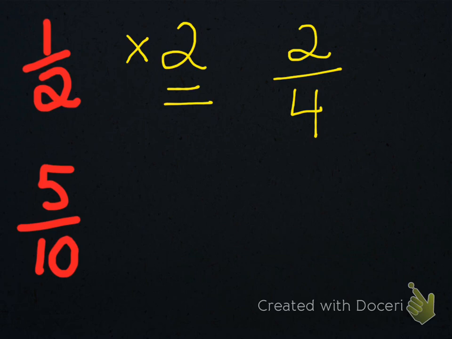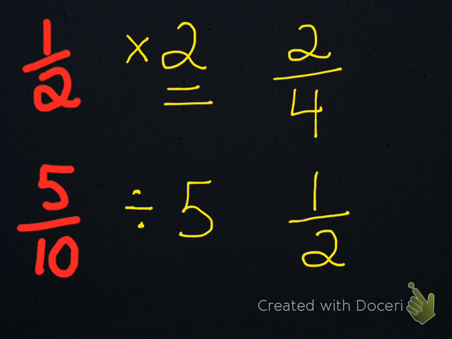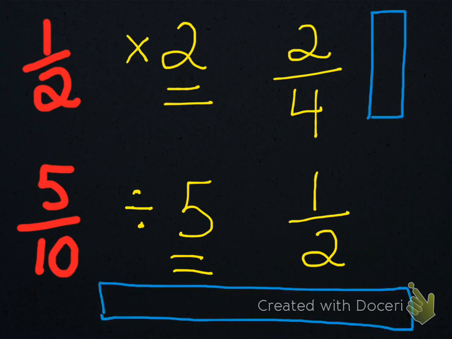When I look at 5/10, I'm thinking to myself, well, what number would go into both of those numbers? Well, I know 5 is divisible by 5, and so is 10. So instead of using 2 this time, I'm going to use 5. So I'm going to divide both of these by 5. 5 divided by 5 gives me 1. And 10 divided by 5 gives me 2. So 5/10 is equal to 1/2. They are equivalent fractions.